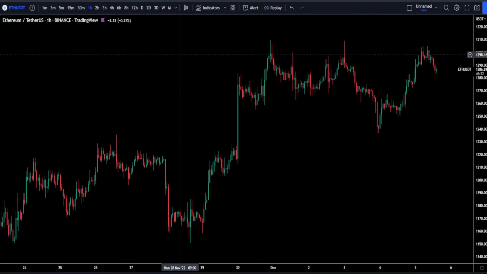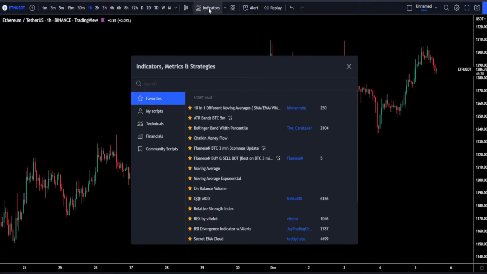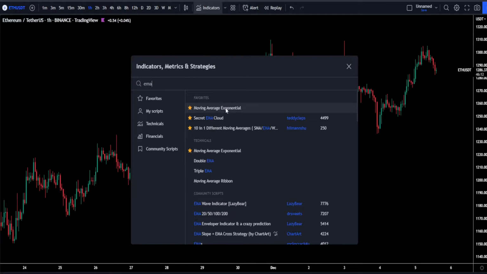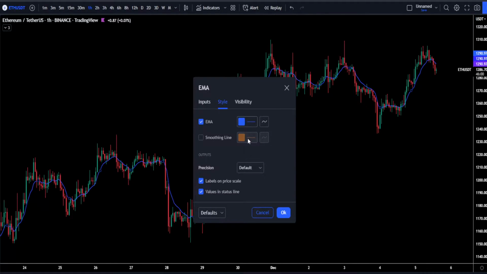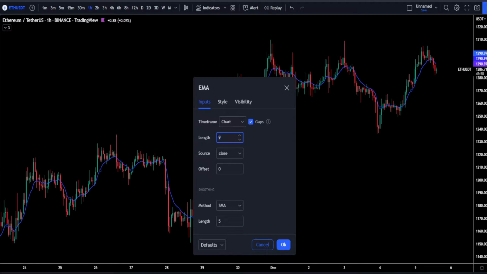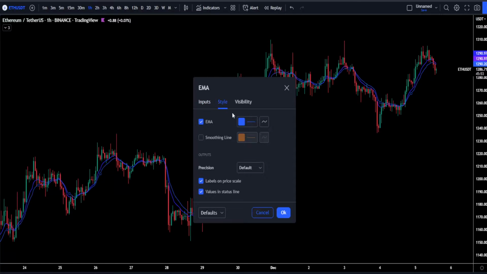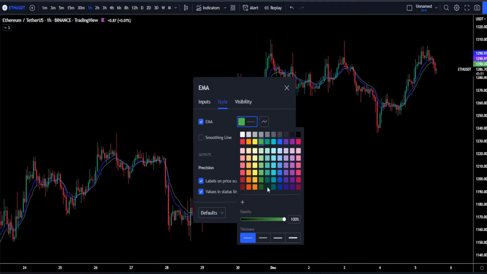First, we need to come up here to our indicators tab and search for the exponential moving average. And let's actually add 3 of these. Now let's double click on one of them and change the length from 9 to 13. We'll then come across to our style section and we will change its color to green.